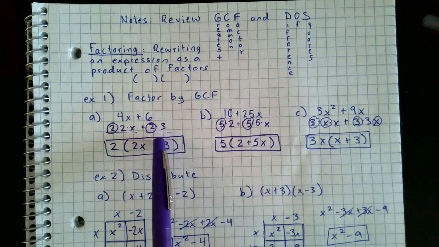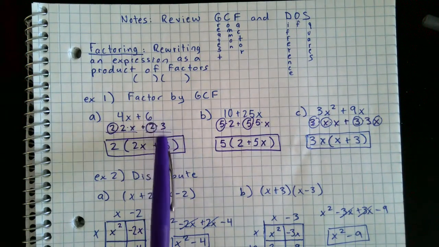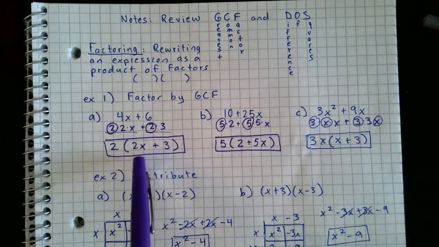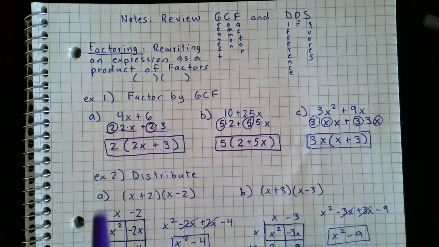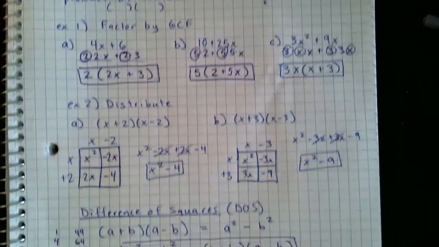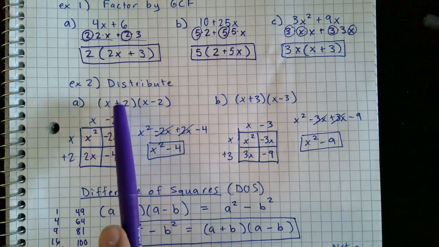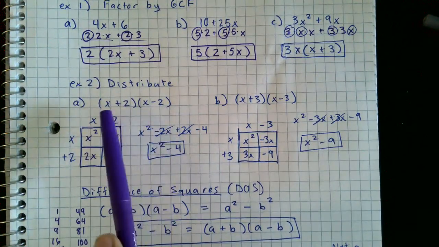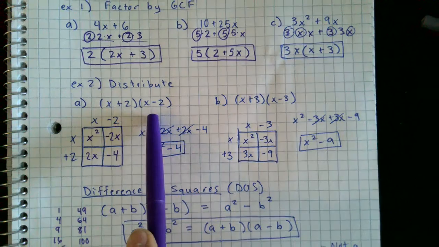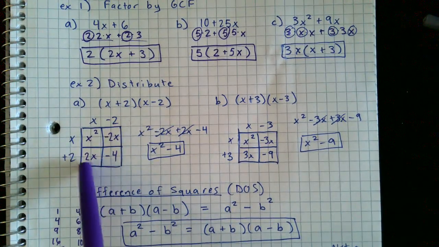Okay. Remember, factoring and distributing are opposite operations. So over here, we factored and got this answer. If we distribute this answer, we go back to the original. So in example 2, we were talking about distributing, and specifically distributing factors that have a positive and a negative number. So any factors that are in this form, okay, you can actually do area model, box method.